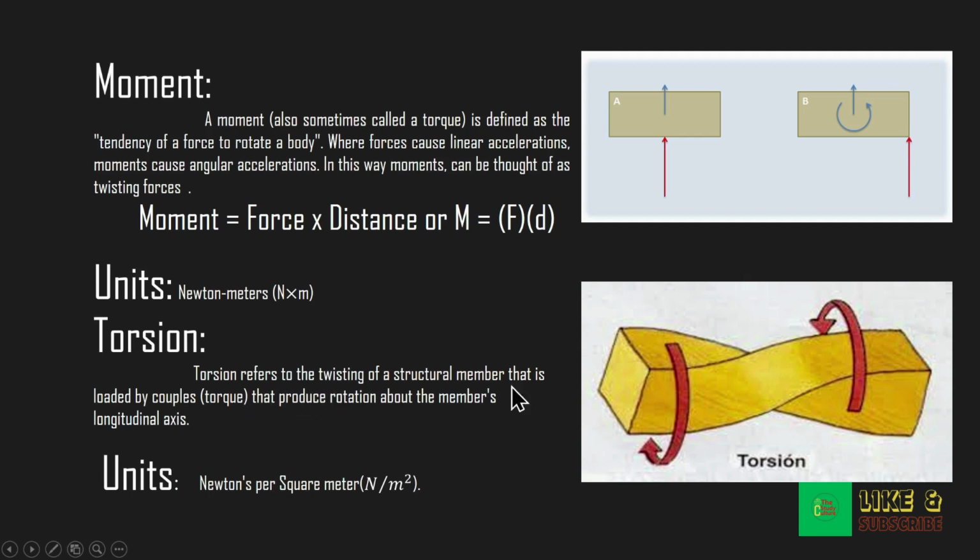Torsion refers to the twisting of a structural member that is loaded by couples of torque that produce rotation about the member's longitudinal axis. An example of torsion is wringing out a t-shirt when washing our clothes. In structural engineering, torsion examples are door hinges and garage doors. What are its units? Newtons per square meter, meaning pascals. This is the torsion.